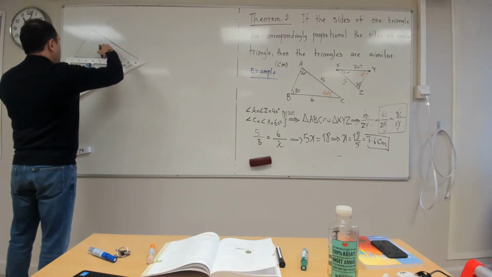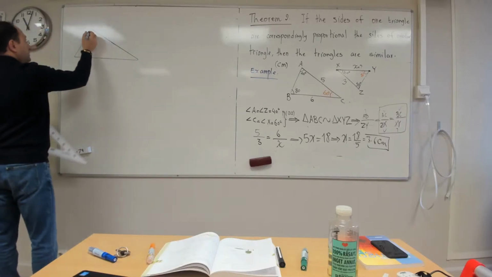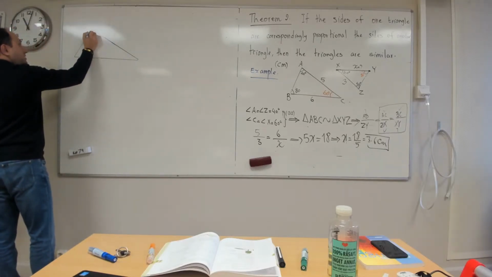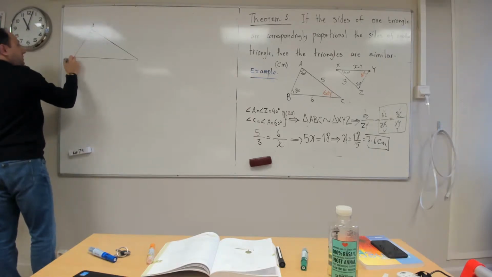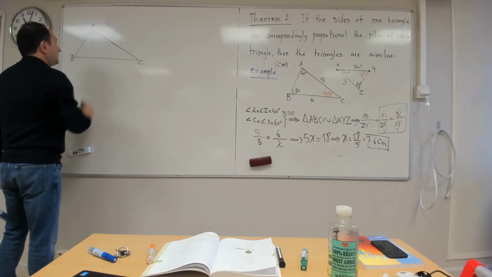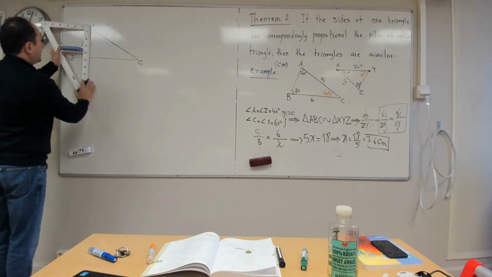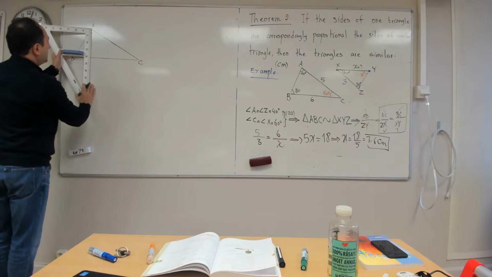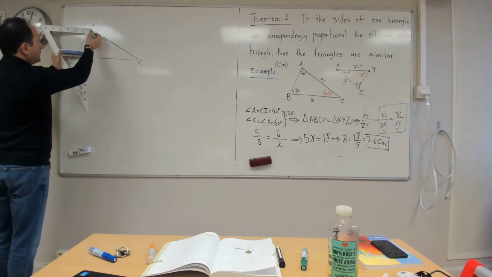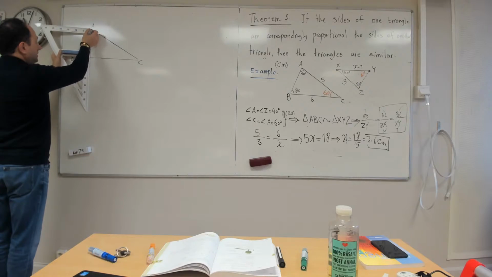So assume that this is a right angle triangle here. I will call it ABC. And now let me draw the height of this triangle. The height means the line segment which takes this vertex and is perpendicular to this line.